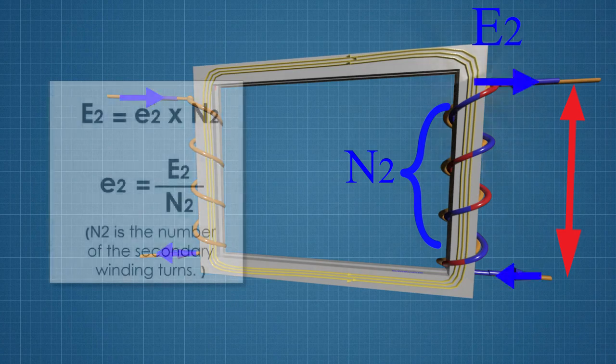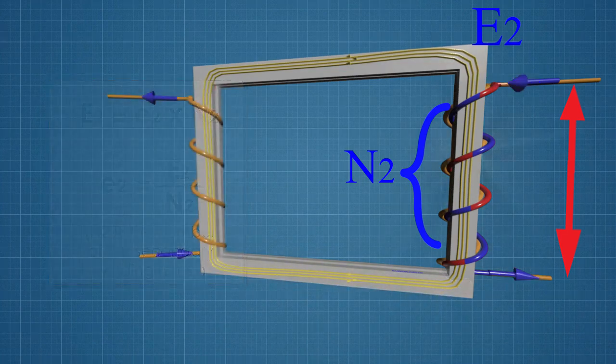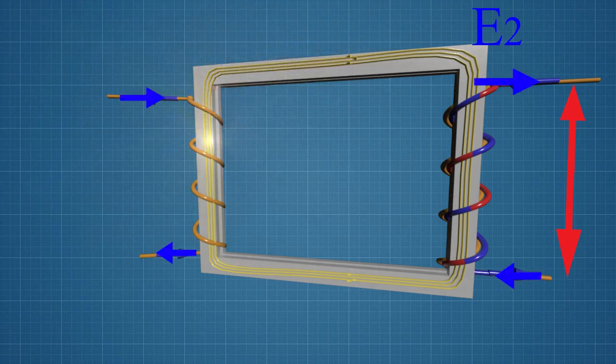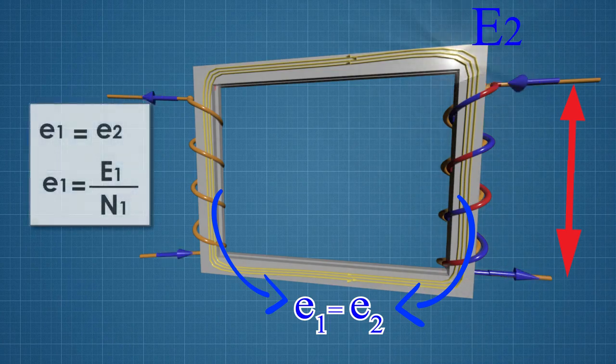According to the phenomenon of electromagnetic induction, EMF is induced on the ends of the second coil and will comprise the sums of the EMFs which are induced in each particular turn. It means the following. E2 is equal to e2 multiplied by N2, or e2 is equal to the ratio E2 and N2, where N2 is the number of the secondary winding turns. Whereas the same magnetic flux penetrates both the primary and the secondary winding, the EMF on the turns will be equal for the primary and secondary windings. e1 is equal to e2.